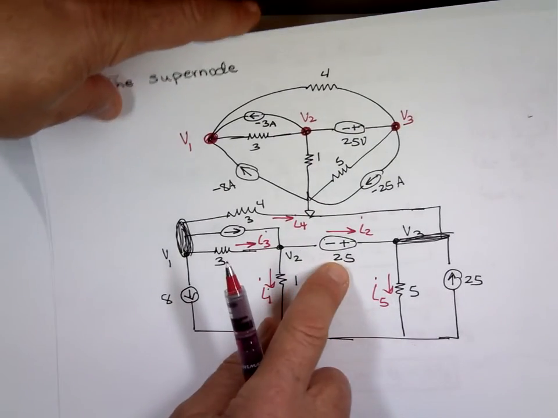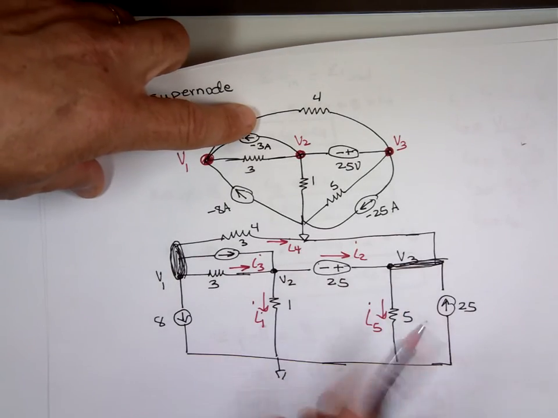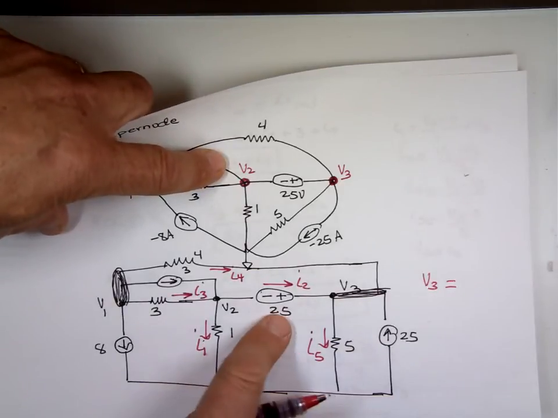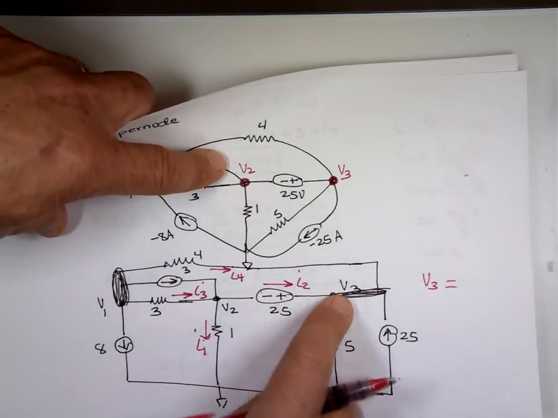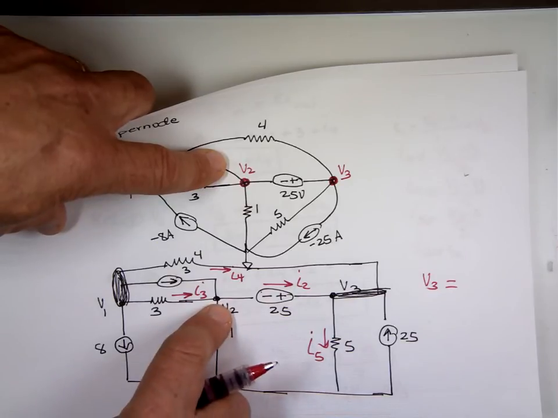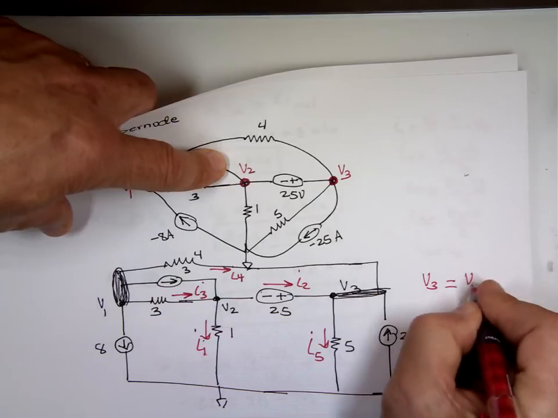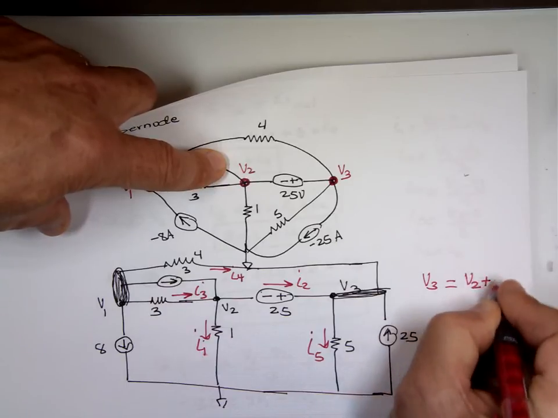Look at this source here. The voltage on this end, V3, based on what this source is telling you, this voltage here is 25 more than this one. So V3 is what? V2 plus what? 25.